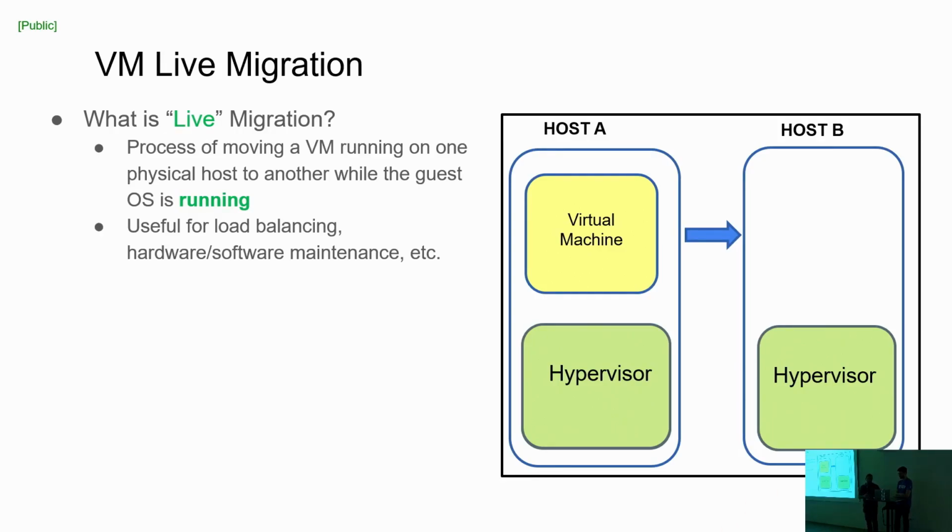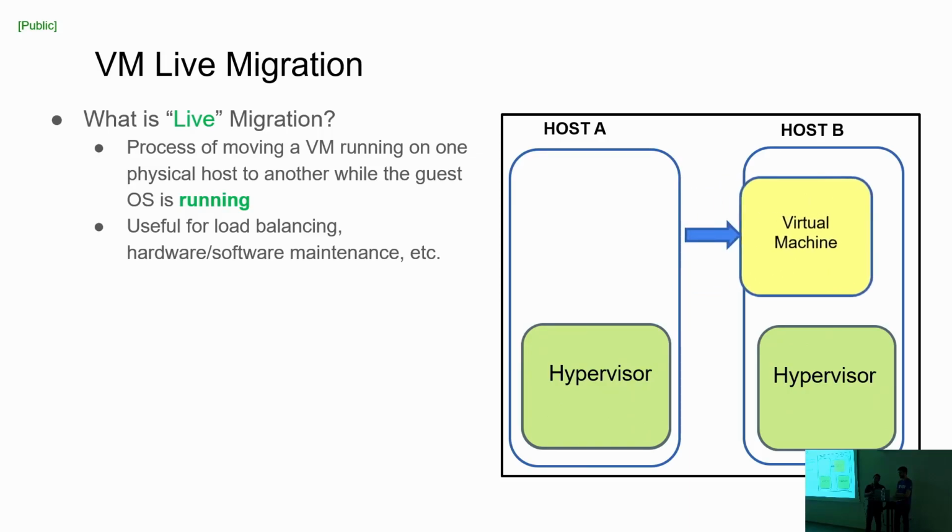VM migration typically is very common, and what we understand from it is that we can migrate a virtual machine running on a host to a different host over a network. So basically the live migration aspect of it is that the applications and the guest operating system are actually running when that migration happens. Migration is totally useful for load balancing and managing the hardware and software maintenance activities.